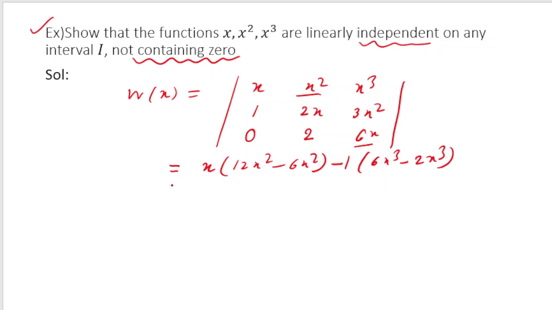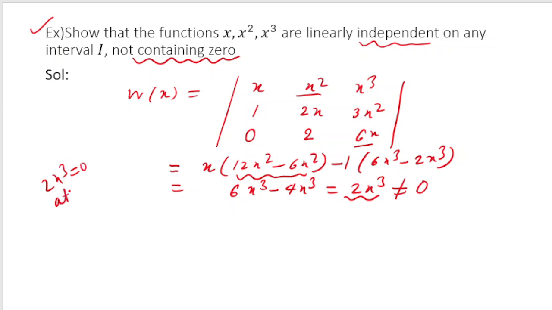So what did I get? I got 6x cube minus 6x cube minus 2x cube, that is 4x cube. So we got 2x cube. Now you can see that 2x cube will not be equal to 0 in any interval which does not contain 0. This is an important thing to note here: 2x cube can be 0 also, but 2x cube will be 0 only at x equal to 0. But if I take an interval which does not contain 0, then 2x cube can never be 0.